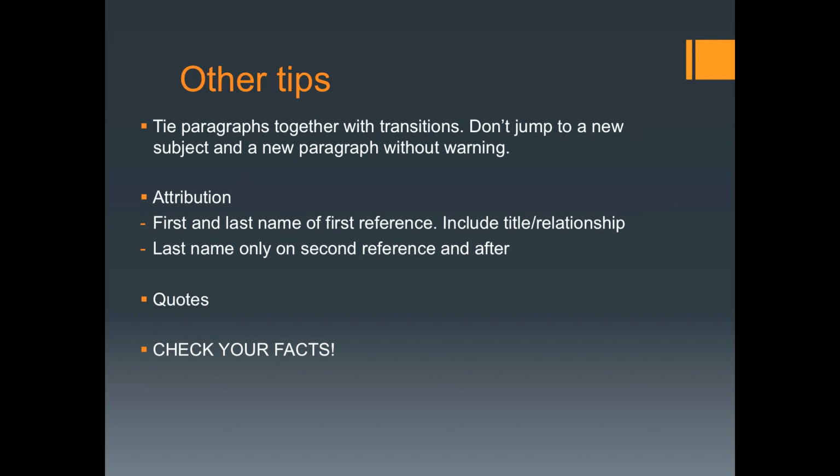So on first reference, we want to include first and last name and the title or relationship of that person that makes them relevant in the story. After that, we refer to them by last name only because once we've identified him as John Smith, it's sufficient to just say Smith from there on out.